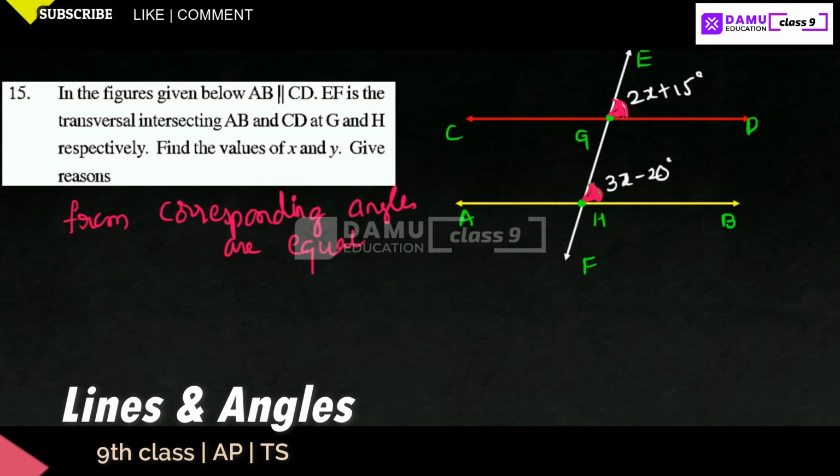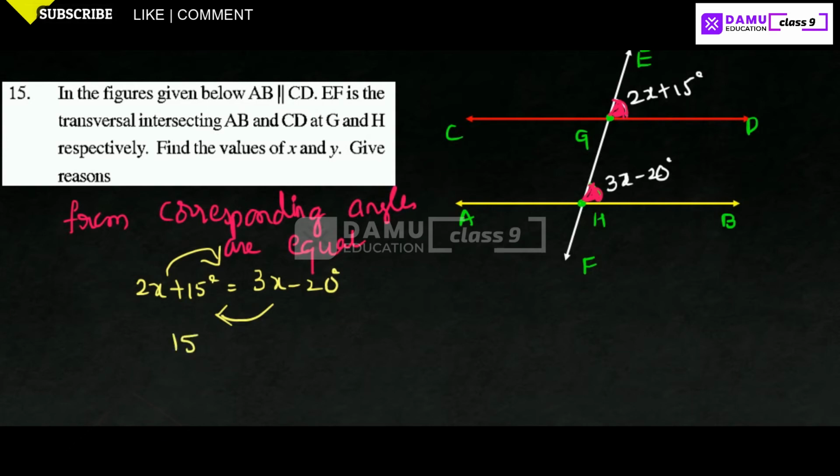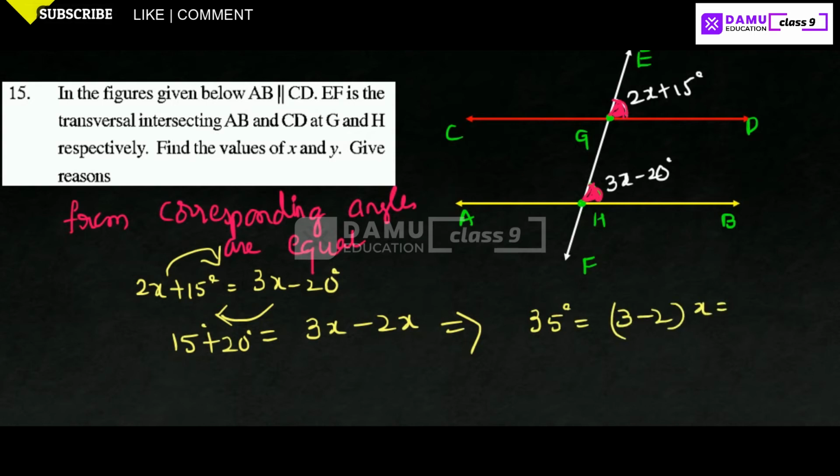So both are equal. So we can write 2x plus 15 degrees will be equal to 3x minus 20 degrees. Then shift all the x values to one side and all the constants to the other side. So 15, and minus 20 will become plus 20 degrees. That is 3x minus 2x. That implies 15 plus 20 will be 35 degrees, equal to 3 minus 2, taking x common, so 35 equals x degrees. So x will be equal to 35 degrees.